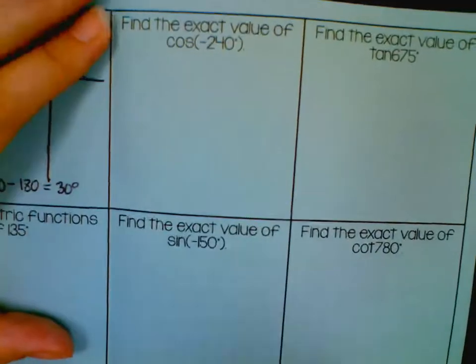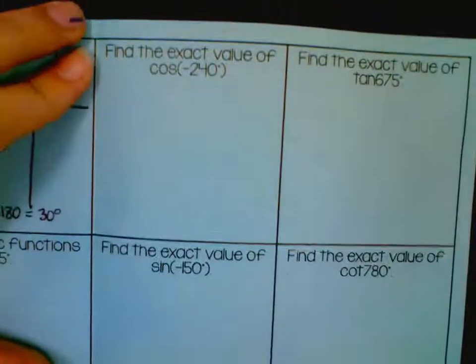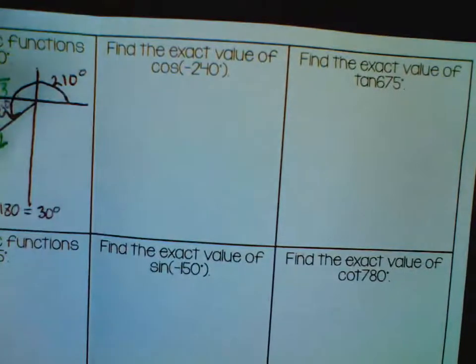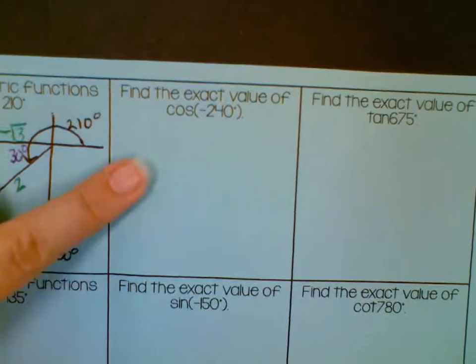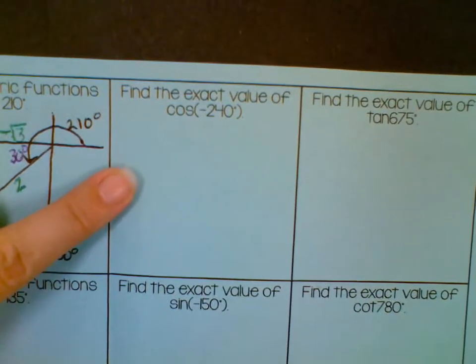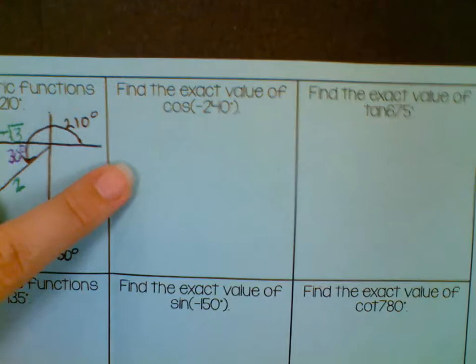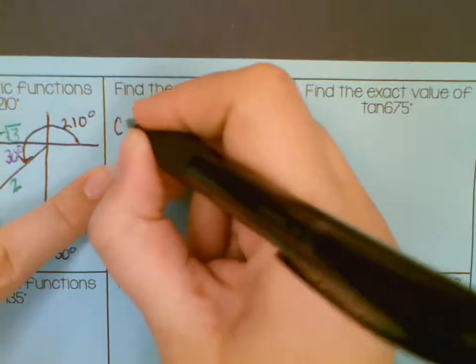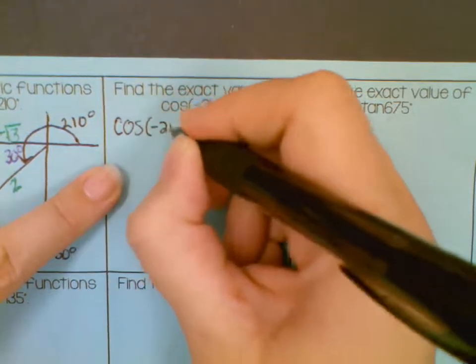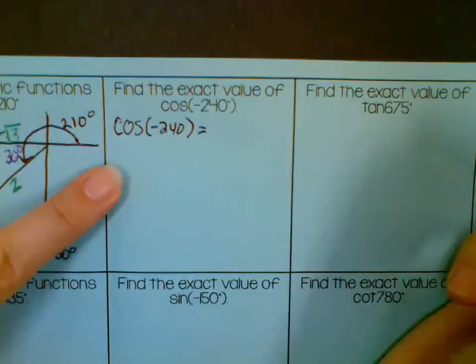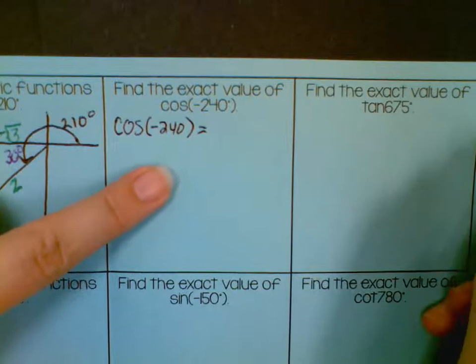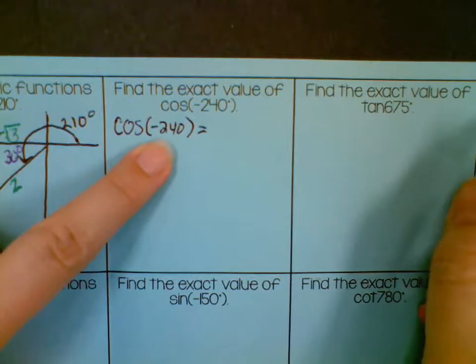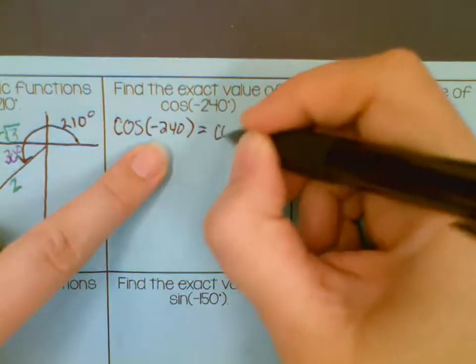So if we take a look at the 4 boxes to the right, this is kind of doing the same thing, except it's not asking for everything, it's just asking for one value. So for the first example, it says the cosine of -240. Whenever we have negative angles, I would always suggest finding the positive coterminal angle first, and then seeing what you have from there. So if we add 360 to that, we end up with cosine of 120.